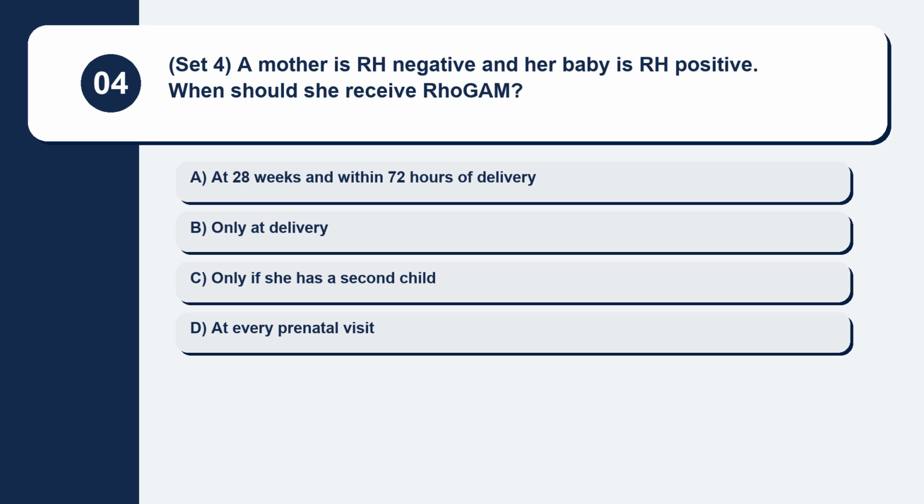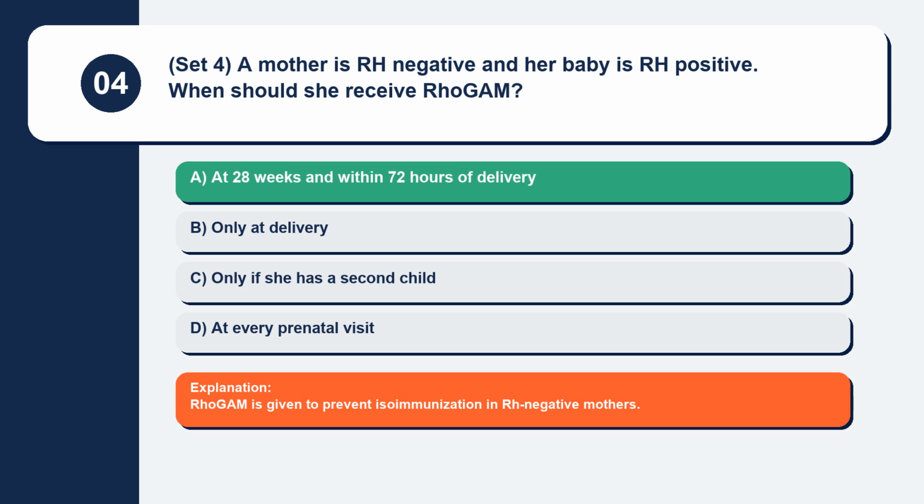Question 4. Set 4. A mother is Rh negative and her baby is Rh positive. When should she receive RhoGAM? At 28 weeks and within 72 hours of delivery, only at delivery, only if she has a second child, at every prenatal visit. RhoGAM is given to prevent isoimmunization in Rh negative mothers.